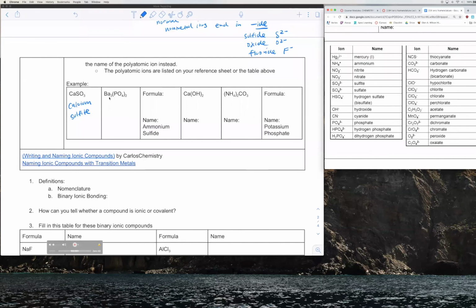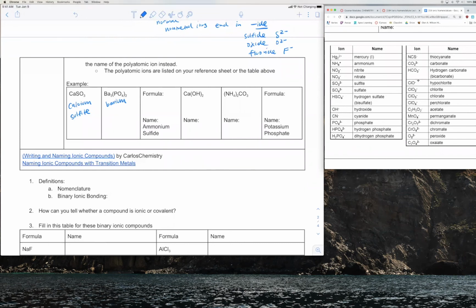Okay, next one here you have barium. So this would be barium. And if you have parentheses, that's another big clue you have a polyatomic ion, because you have to include parentheses to differentiate these subscripts. So PO4, where is that? Right here, PO4 3-. So this would be barium phosphate.